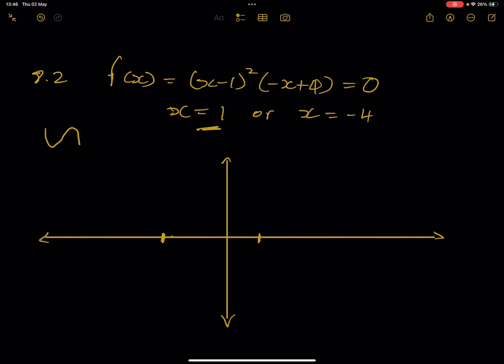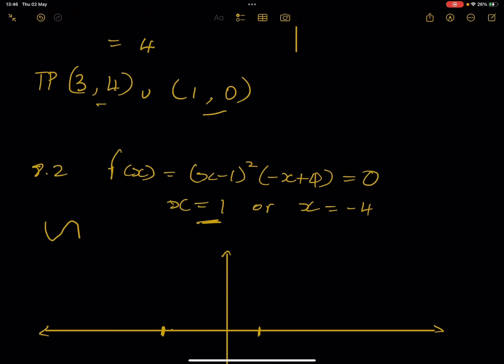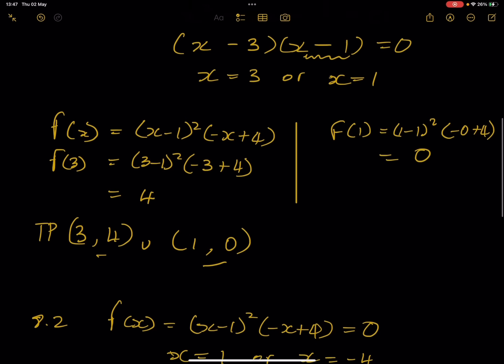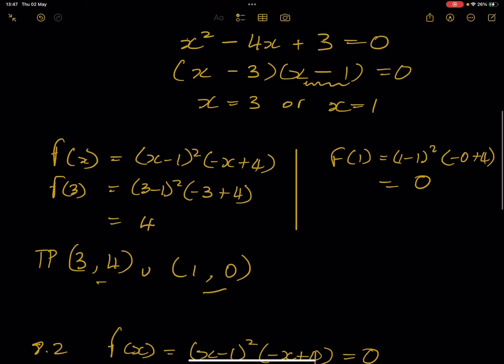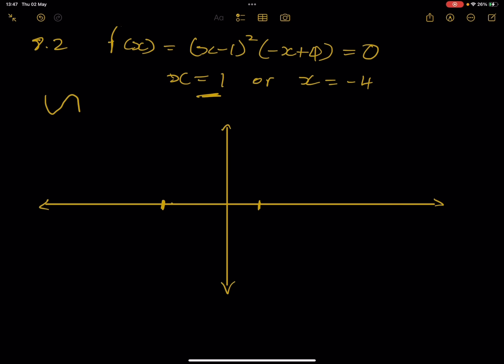And what else do we know? We know the turning point. So we know we had a turning point at (3, 4). So we've got when x is 3, there we've got a turning point at (3, 4). x is equal to 3.